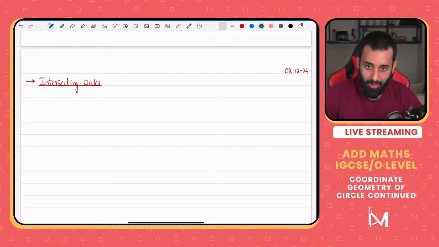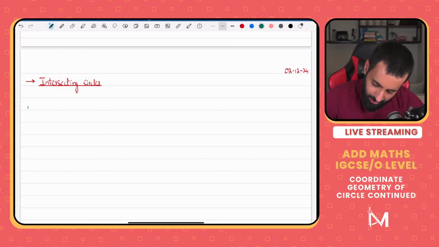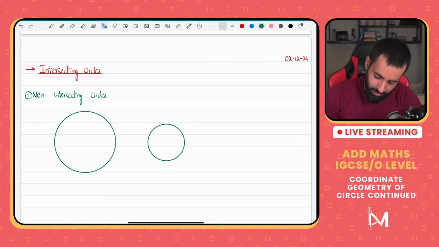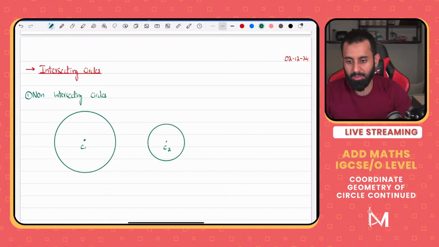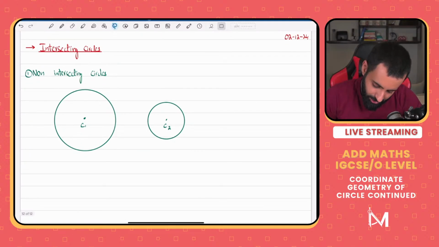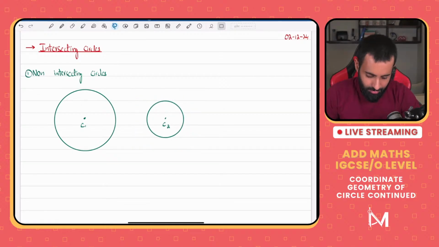Okay, so the first rule, let's talk about non-intersecting circles. There are two possibilities. Let's say we have one big circle and we have one small circle. Now I'm going to be using some terms, so I want you guys to pay close attention. C1 is the center of circle 1, and C2 I will refer to as the center of circle 2. Okay? So let's say I join these two points with the help of a straight line.